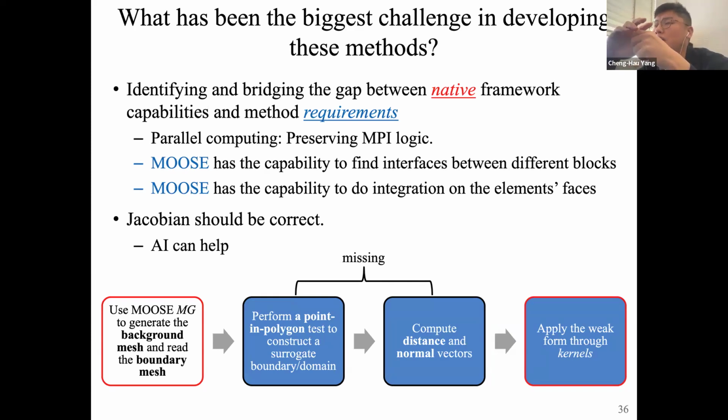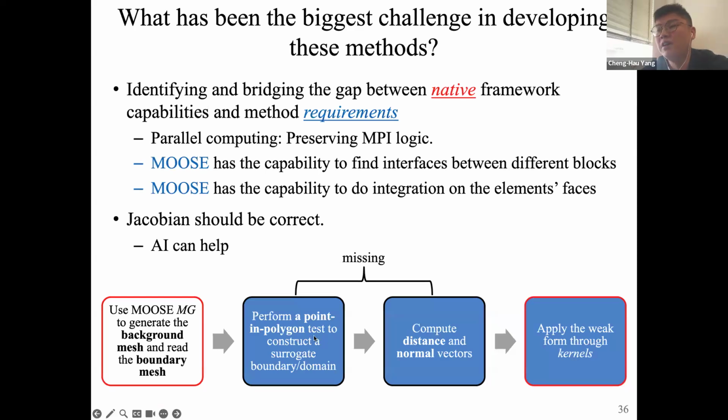And the second thing is that inside MOOSE, they already have lots of existing framework capabilities. For example, it has some mesh generator capabilities, so we can use this to build our background mesh. We can also use this to read the boundary mesh. And MOOSE can also take care of the interface integral. Then I just need to inherit from the interface integral to implement the shifted cohesive zone method.